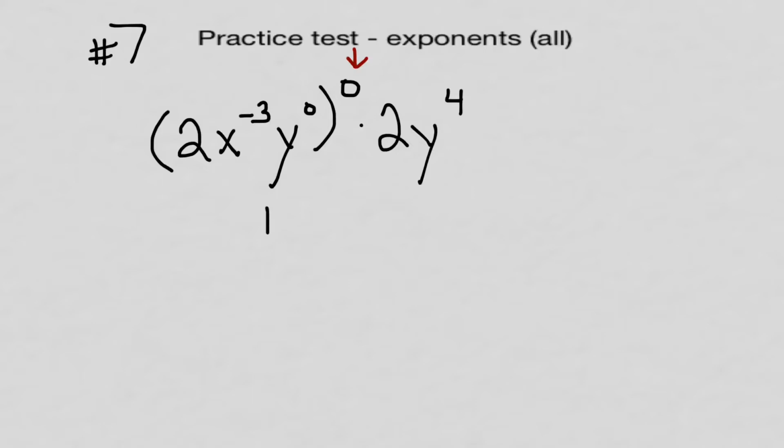So, I know all of this just equals 1. Times 2y to the fourth. Another basic math principle, anything times 1 is itself. That becomes 2y to the fourth. You're done.